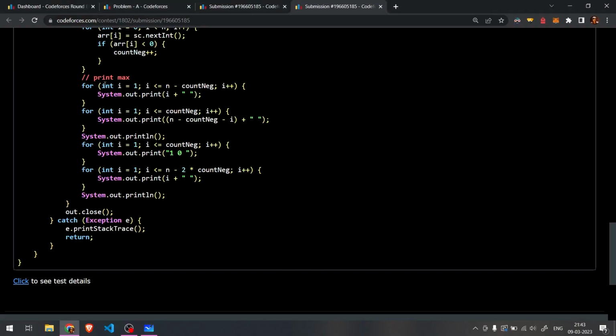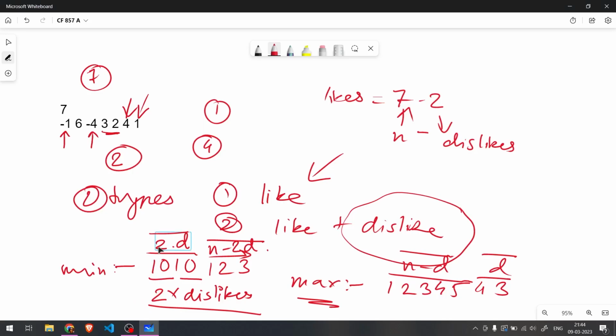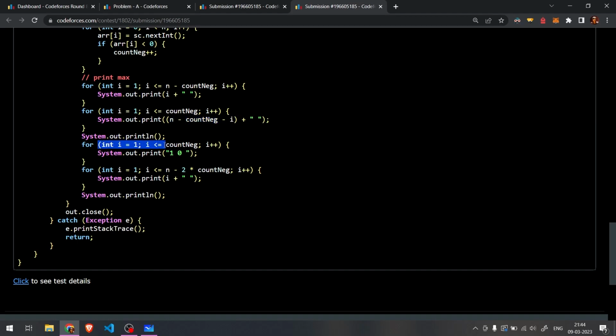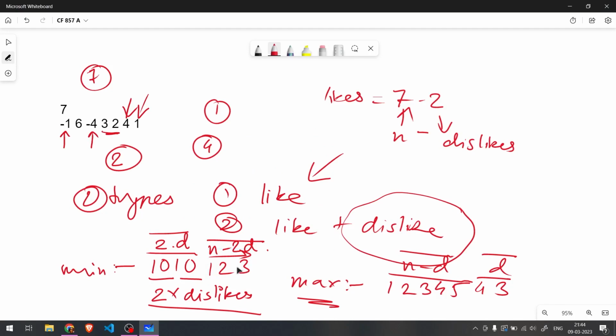So for int i equal to 1, i less than or equal to n minus d, where d is the count of negatives, we print i, which is 1 2 3 4 5, and then for the count of negatives, we decrease it. And for min, we have to do 2d elements of 1 0. Actually, d times 1 0, which is a total of 2d elements. So from i is 1 to d, we print 1 0, and the remaining elements are n minus 2d. So 1 to n minus 2d, we print i, and i increases like 1 2 3. So I think that's it.